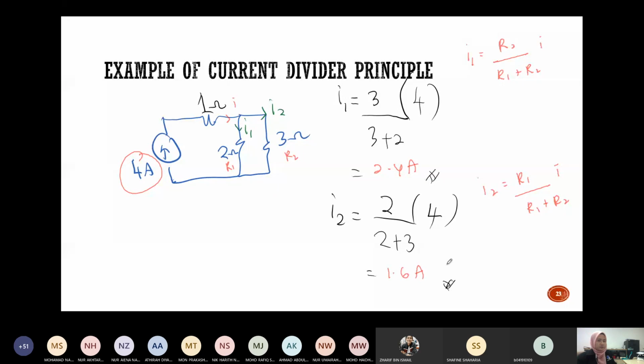Okay, so any question? So this is using current divider. If you want to use KCL, Kirchhoff current law, still you can use it. Okay, but to me I think current divider and voltage divider is much simpler.